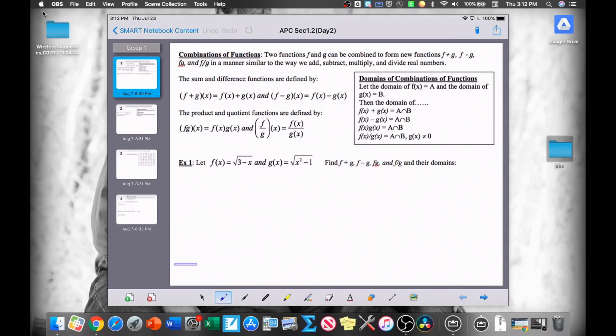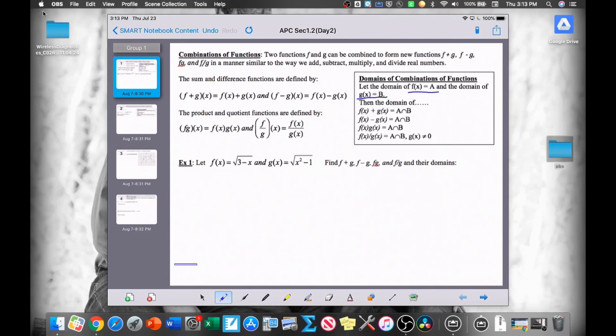So we have the sum and difference functions up here and the product and quotient functions as well, and what that means. Now, whenever we combine functions together, we always want to think about the domain of this new function that we are creating. So if we call the domain of f of x a and the domain of g of x b, then if we add f of x plus g of x, the domain of that new function becomes the intersection of their domains. Remember that upside down U stands for intersect.